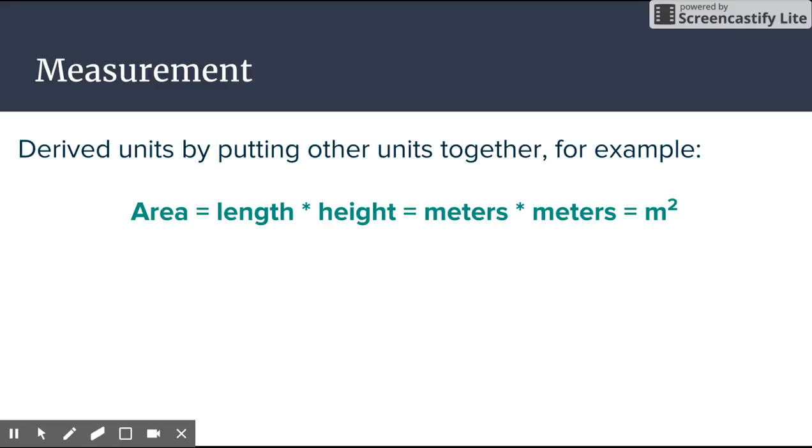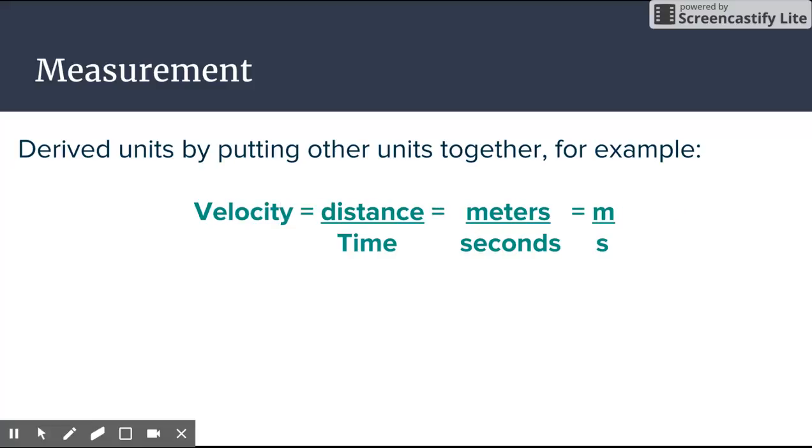Derived units are putting other units together. For example, we end up mathematically using units together. Area, we find by taking length and multiplying by height. If we measure length in meters and also the height in meters, meters times meters, which is meters squared. And so your area is in meters squared.